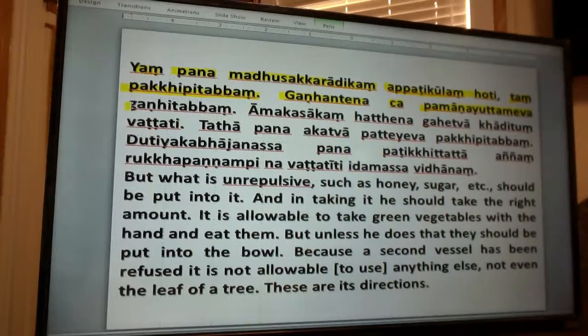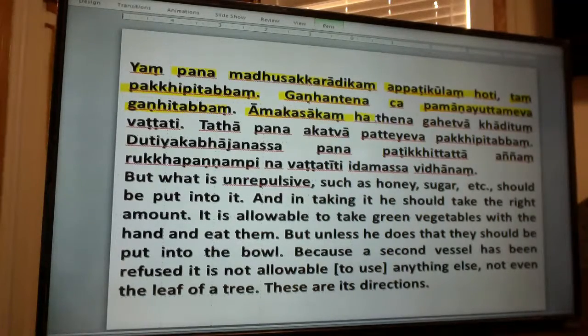Ganidaba means should take that kind of amount. And amaka sakan. Amaka is fresh or green. Green means not cooked. The saka is a vegetable. So green vegetable means not cooked. So amaka sakan.